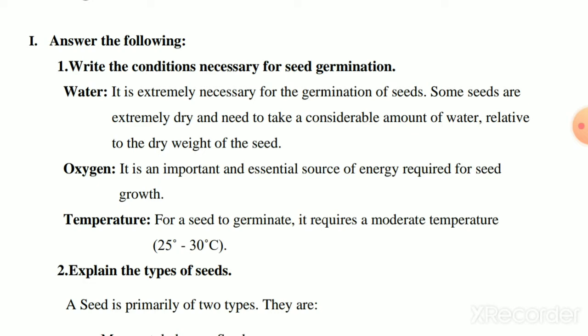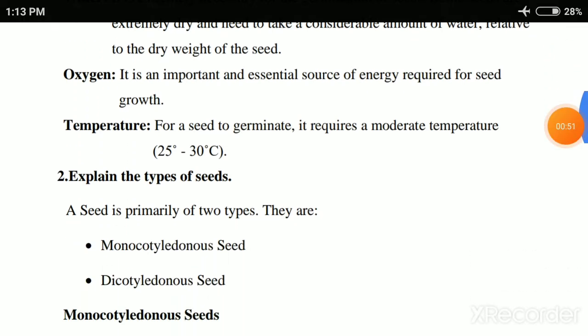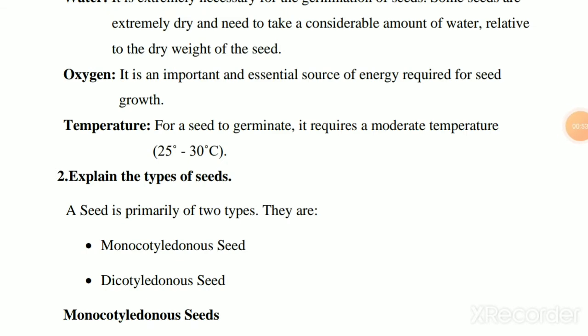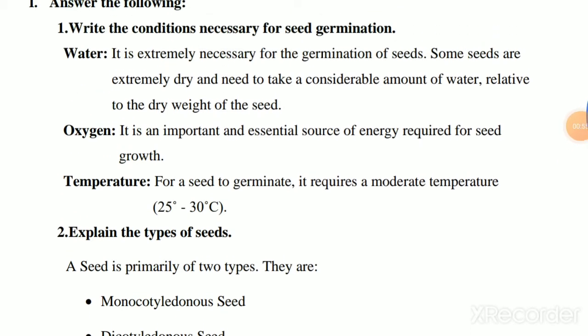One is seed coat, another one is cotyledon, and another one is embryo. Seed coat, cotyledon, embryo. So, these are the conditions necessary for seed germination.